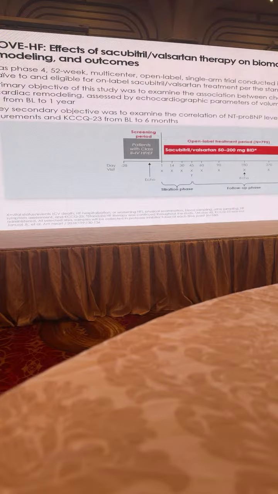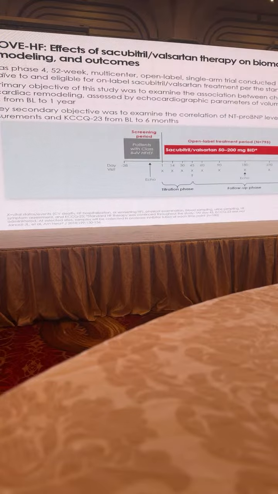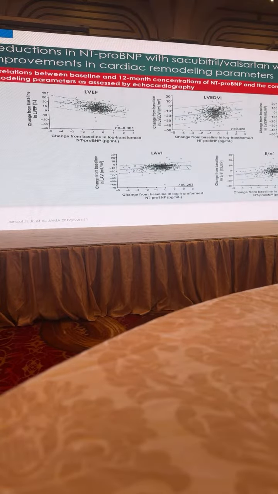Lastly here, the PROVE trial again. They gave patients with heart failure sacubitril valsartan, starting from a gentle dose of 50 up to 200 BID, open label treatment, and the number is 795. What is exactly here? You can see all the parameters of remodeling are improving well if you use ARNI therapy in this study again. So what do you want to know?